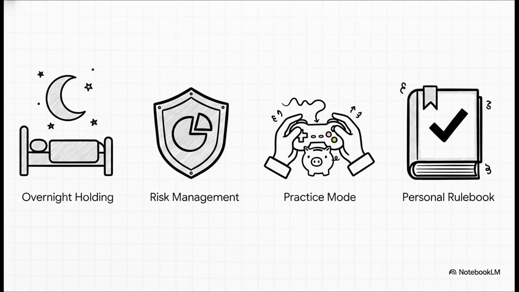Next, stick rigidly to risk management. The pros literally only risk 1 to 2% of their total money on any single trade, period. Utilize a demo account. This is your training mode with fake money, where you build your skills without real loss. And finally, build a trading plan. That's your personal rulebook that removes emotions and keeps you entirely disciplined.